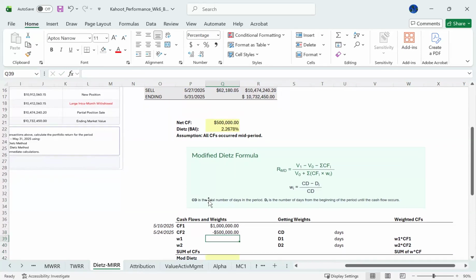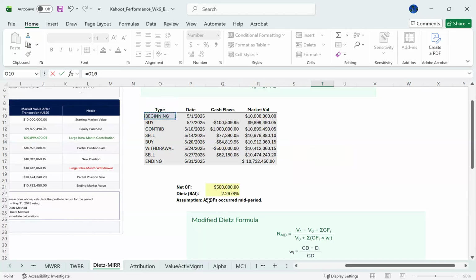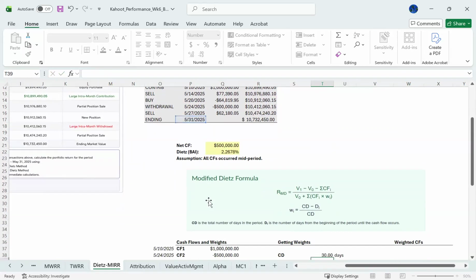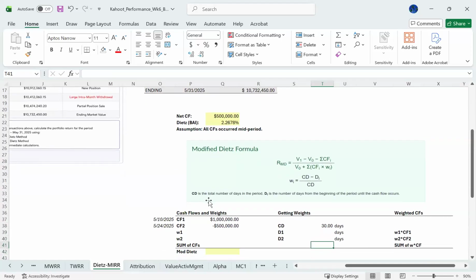Now we're going to give these funds a weight based on how long inside the investment horizon these funds were part of the fund. The way in which we do it is first, we take the overall period of our list of transactions. We are reporting on a monthly basis, so we have a single month. We take the last day of the period minus the first day of the period, and then that's it. So we have 30 days.